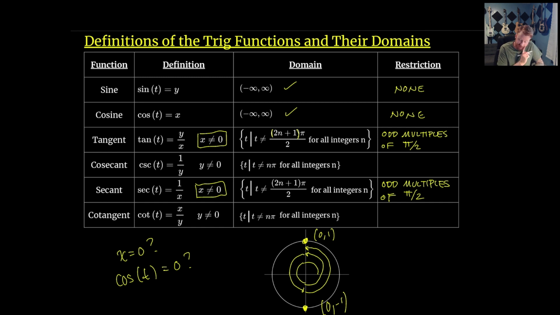So that's why the tangent and the secant, which both have cosine of x in their denominators, we lose odd multiples of pi over 2 from their domain. So notice that there's infinitely many holes in the domain here. It's at every odd multiple of pi over 2.